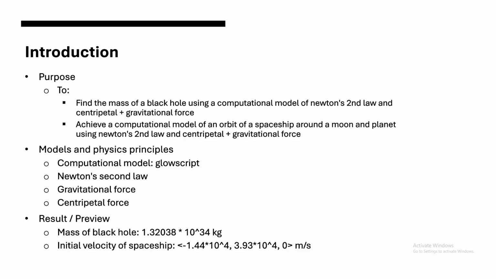The results of the calculated mass of the black hole came out to about 1.32 times 10 to the power of 34 in kilograms, and one possible initial velocity for the spaceship came out to be this vector right here, 1.44 and 3.93, both multiplied by 10 to the power of 4 in meters per second.